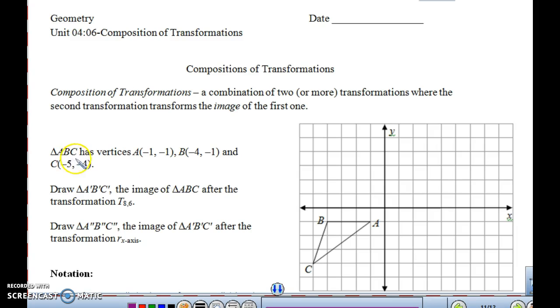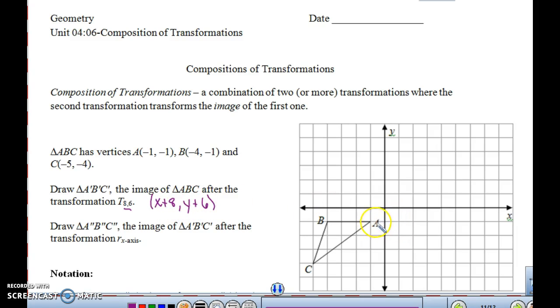We have triangle ABC with these vertices: A is at negative 1, negative 1, B is at negative 4, negative 1, C is at negative 5, negative 4. Draw a triangle A prime, B prime, C prime, the image of ABC after the transformation T8, 6. All right, what is T8, 6 again? It is a translation. And the 8, 6 means that you're going to move 8 to the right, so that would be x plus 8, and then 6 up, so that's going to be y plus 6. That's what you do to the coordinates. So each of the points are going to go 8 to the right and 6 up.